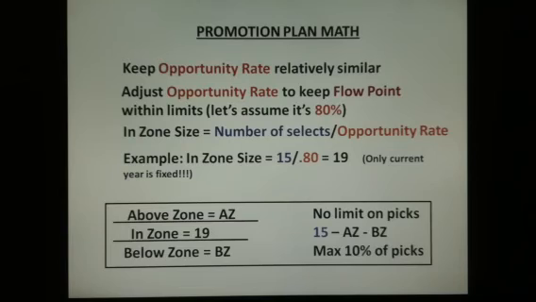So in this example, the in-zone population is 19, and we don't need to know the exact number of above and below zone for this illustration, but you should know that the selection board is not limited on the number of selections it can make from above zone. It can only pick a maximum of 10% from below the zone. Each one of those picks, though, counts against your number of selects. So you subtract the above zone and below zone picks from your number of selects, and that tells you how many can be picked from in the zone.